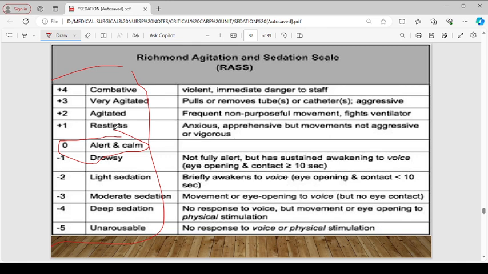-4 will be deep sedation, where there will be no response to voice, but movements or eye movements to physical stimulation. -5 will be unarousable, and here there will be no response to voice or physical stimulation.